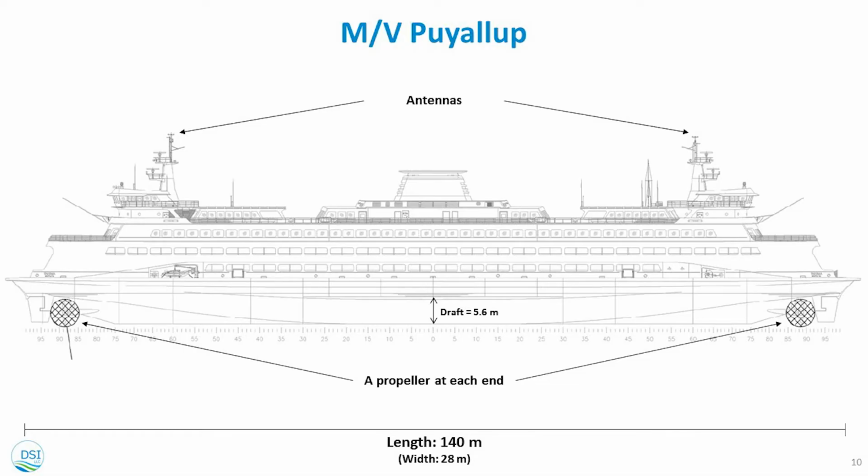Here on this slide, we see a longitudinal profile of one of the ferries, the Puyallup. You can note that there's a propeller on both ends, and essentially the ferry is symmetrical about the center of the ferry, depending upon the direction of ferry travel as to which bridge and propeller is in operation.